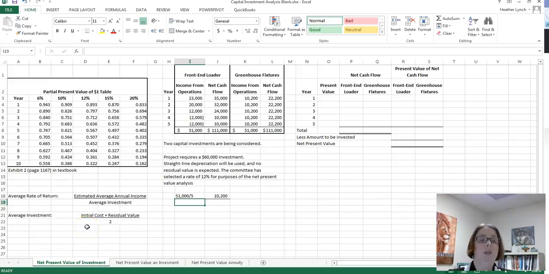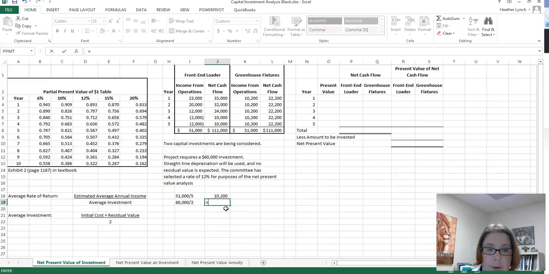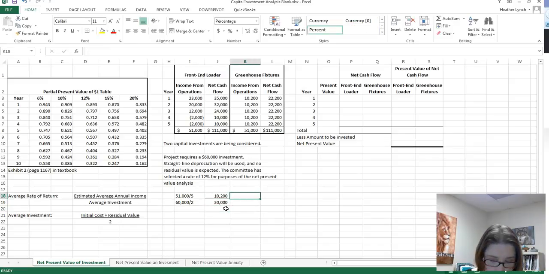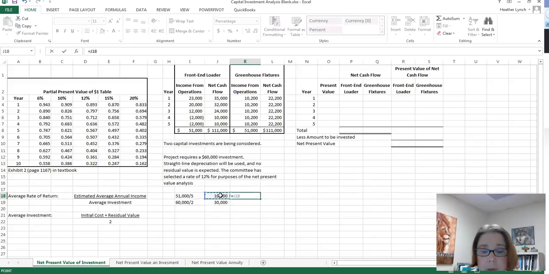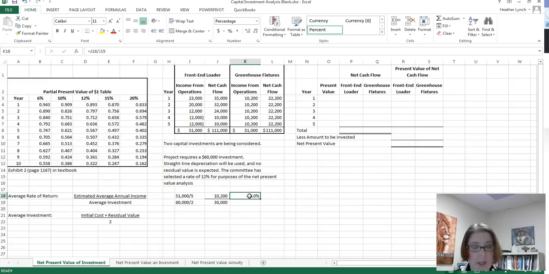Now, average investment is your initial cost. The initial cost for each one was $60,000 plus any residual value. There was no residual value, and we just divide by 2 because that's how you figure out your average. So take the $60,000 divided by 2, which gives $30,000. Then we take our $10,200 divided by our $30,000. That gives us a 34% average rate of return if we went with the front loader or the greenhouse fixture. Okay, we figured that out.